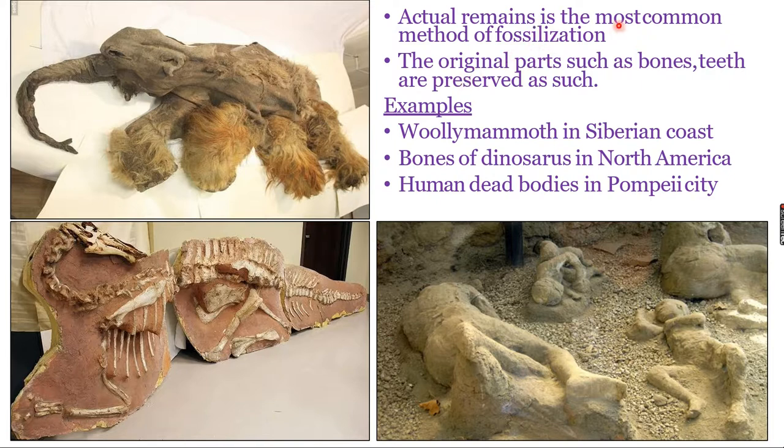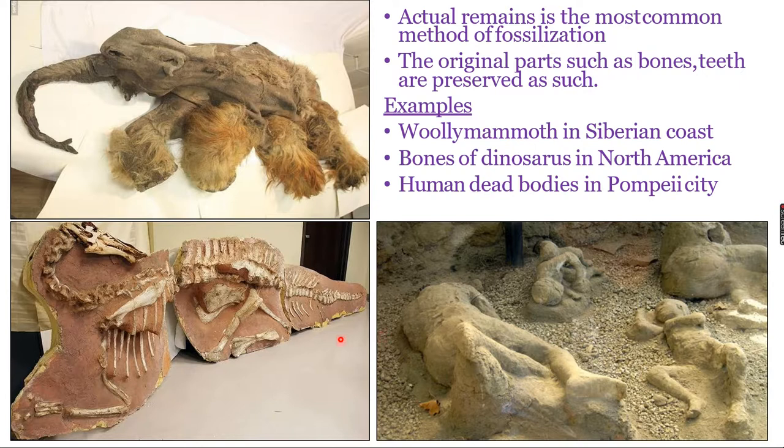The actual remain is a common method of fossilization. The original hard parts, such as the bones, teeth, and shell of animals, are preserved as such. This is called actual remains. How does it appear? When the marine animals die, the hard parts such as the bone and shell are covered with the sediments or rocks and protected from disintegration. So they get preserved as such in the ocean.